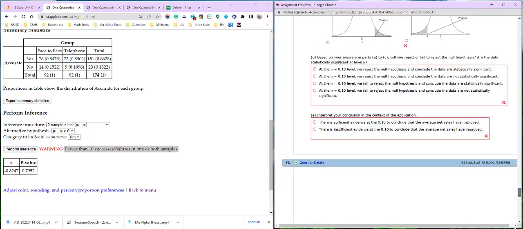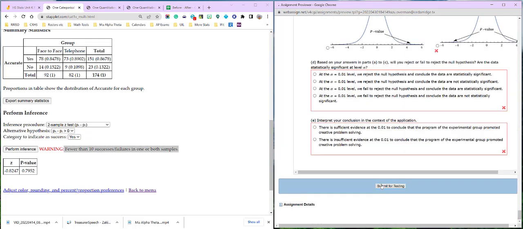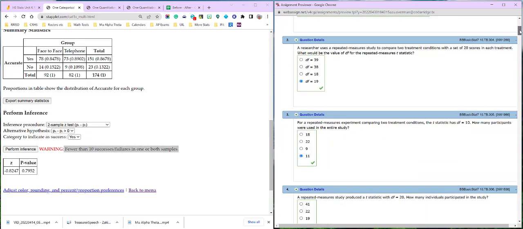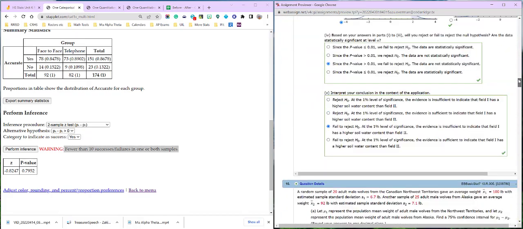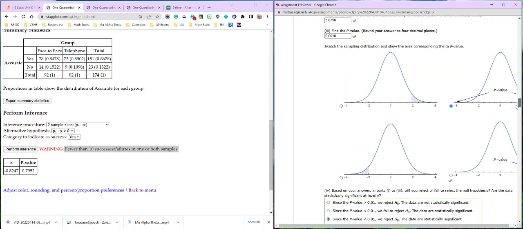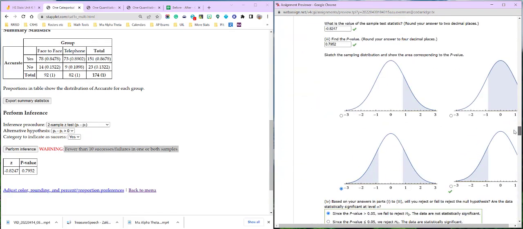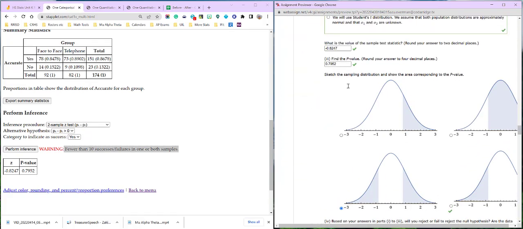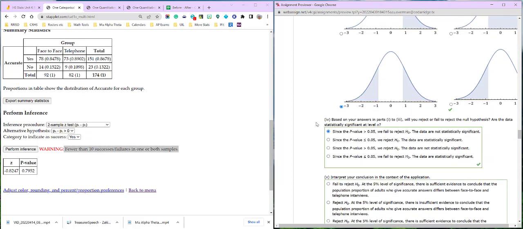So let's go check this one. We're almost done. We're looking for the one with the really high p-values. Yeah, that's the right p-value. That doesn't feel like 80% to me, but oh well, so I'm not worried about it.